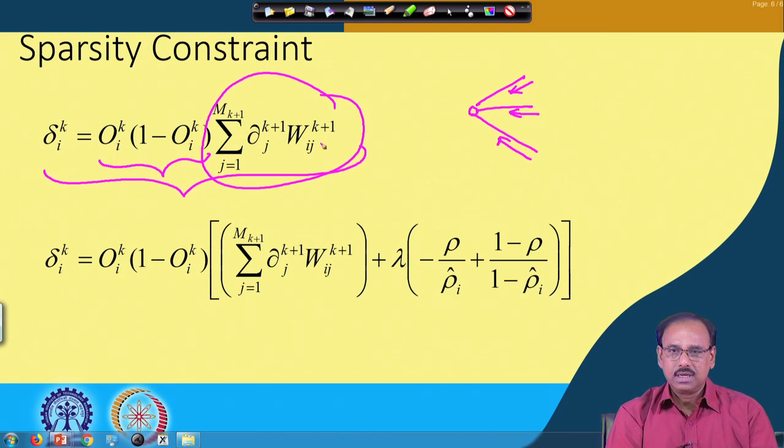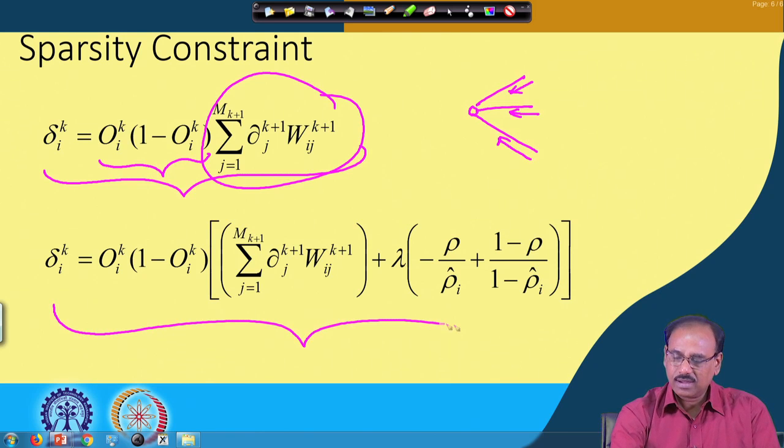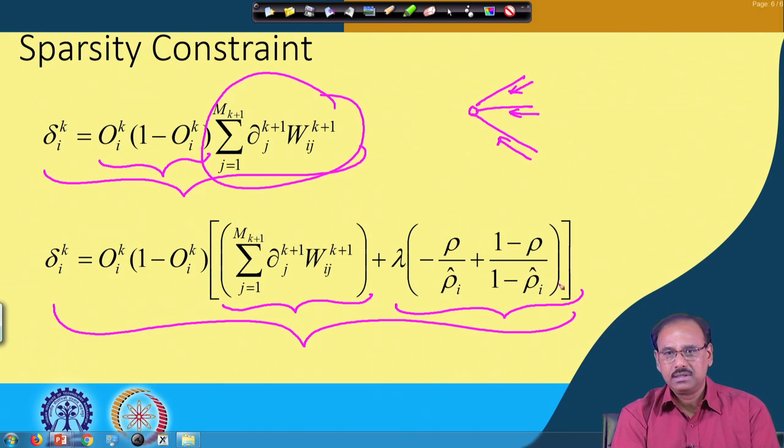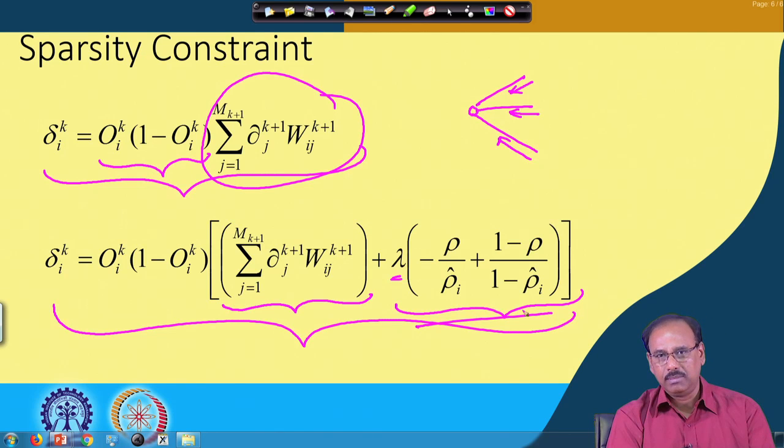When we introduce this KL divergence between the two distributions, this term gets modified. The first part, the summation, which is the back propagated error term from the subsequent layers, remains as it is. An additional term comes into the gradient descent procedure: lambda times minus rho by rho j hat plus 1 minus rho upon 1 minus rho j hat, where rho is the constant average activation and rho j hat is the average activation of a node in the hidden layer. This is an additional term which has to be introduced in the backpropagation learning. All other steps remain as they are.